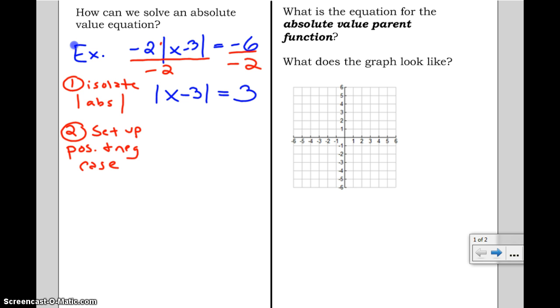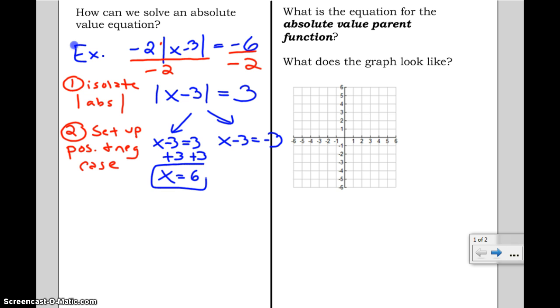Once I have the absolute value isolated, I can set up x minus 3 is equal to 3. But I could also say that x minus 3 could be equal to -3. I'm not sure, that's why I'm checking which ones will actually work. I will solve these like a regular one-step equation, add 3 to both sides, and now I have x equals 6. That's one possibility. And if I add 3 to this side, I get x equals 0. That's another possibility.